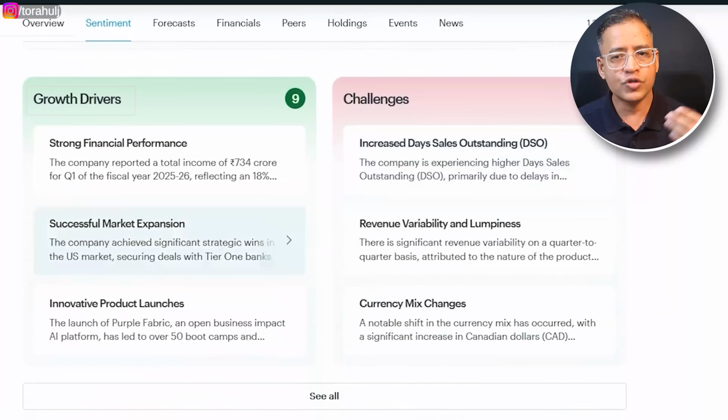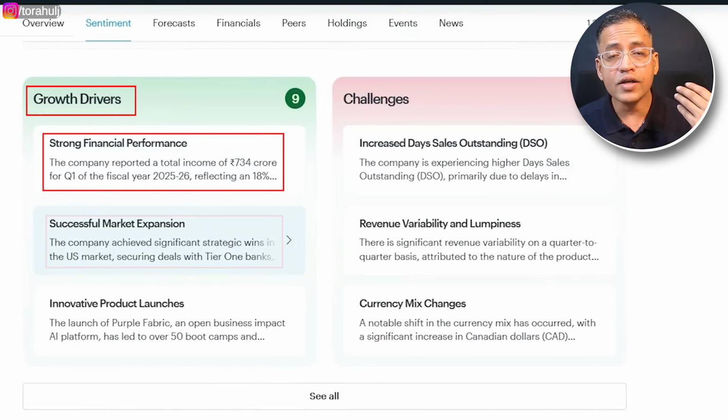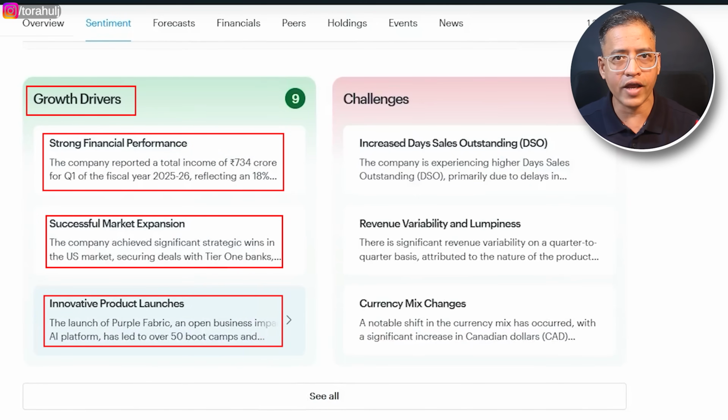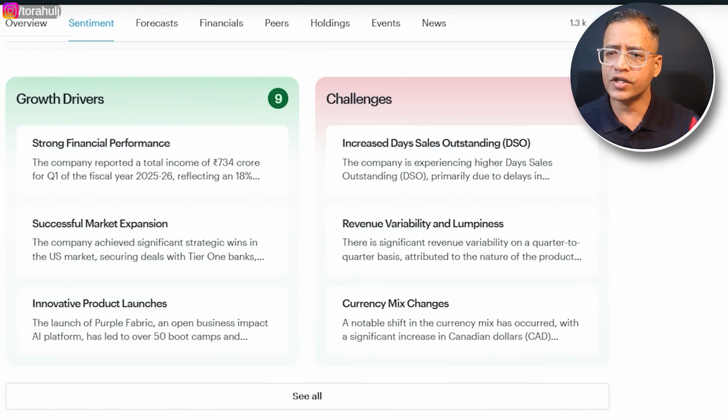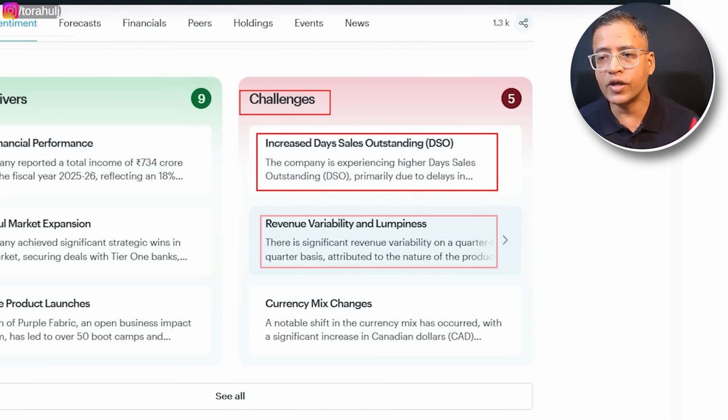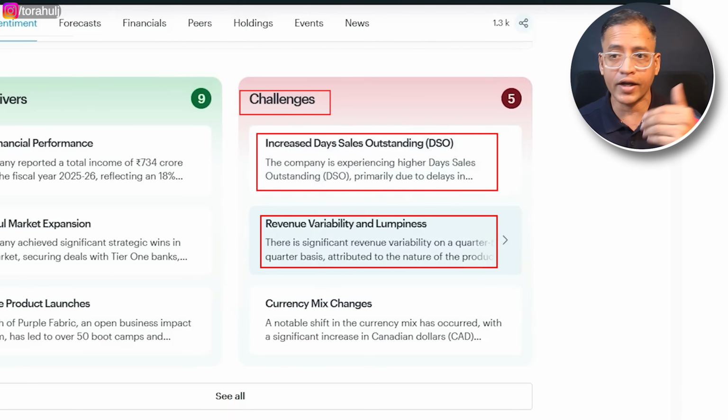So for example, strong financial performance, successful market expansion, innovative product launches. These are some of the growth drivers, which is very, very good in my view. If you look at the challenges here, what are the challenges? Their DSO is increasing. Their revenue variability and lumpiness is there. We saw that in the chart.